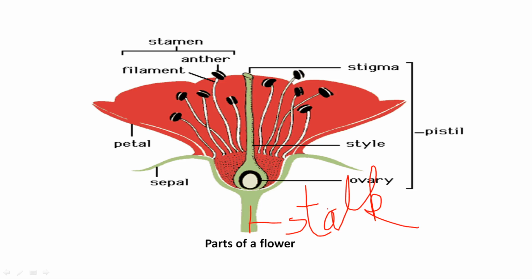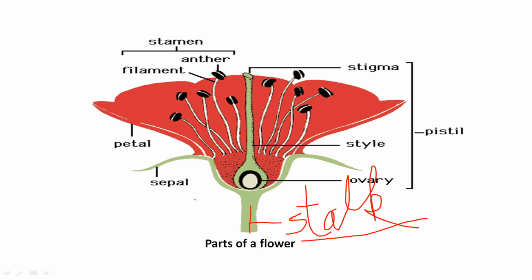S-T-A-L-K. On the computer my handwriting is very bad, so you have to adjust. That's why I am repeating, stalk. This portion is the stalk. Next, move to this green portion.